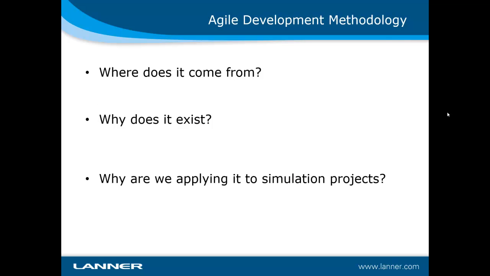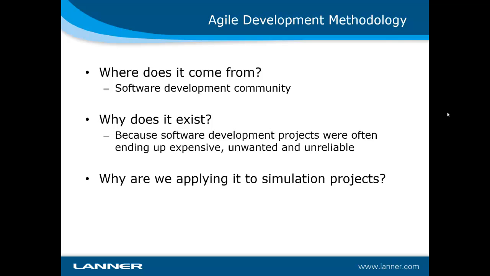So, Agile development methodology, where does that come from? It comes from the software development community, who have developed a number of different flavours of Agile processes. Why is it called Agile? It's called Agile because it uses an iterative process which keeps responding to changing requirements and a changing understanding of which design would best meet those requirements.